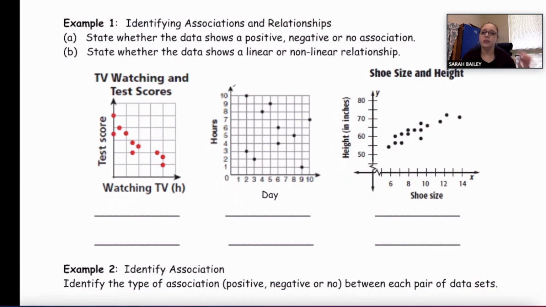Here are some examples. So we're just going to identify associations and relationships. So two things we've got to do. We have to state whether the data shows positive, negative, or no association, and then state whether the data shows linear or nonlinear relationship. So pause the video right now and do example 1.